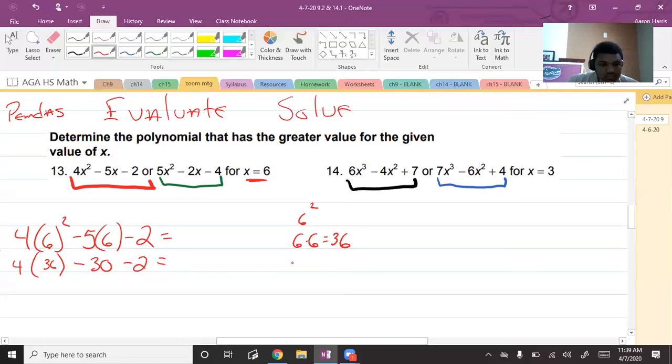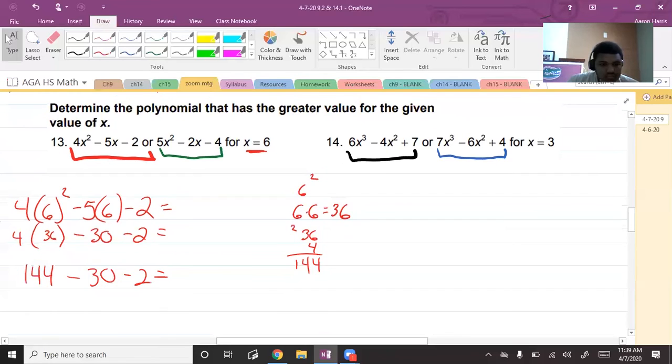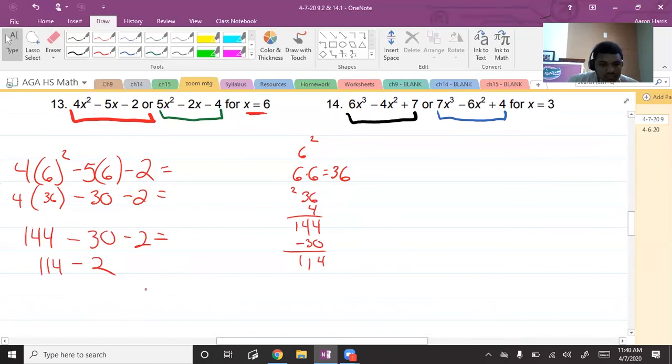So here we go. Next one, multiplication. 36 times 4. 6 times 4 is 24. 3 times 4 is 12. 12 plus the 2 is 144. So I get 144 minus 30 minus 2. Now I'm at addition, subtraction. They're both on the same level, so I'm able to just subtract 144 minus 30. 4 minus 0, 4. 4 minus 3, 1. 114. So I get 114 minus 2. And 114 minus 2 is 112. So the answer for the first one is 112, okay?